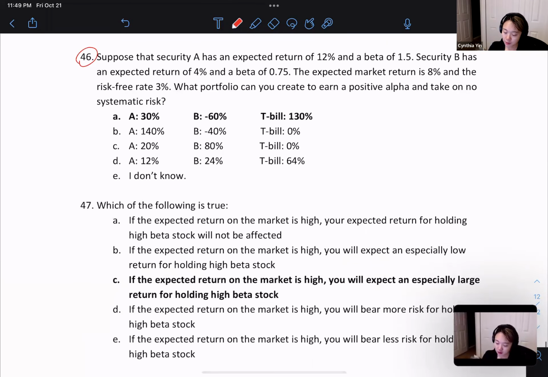46. Suppose a security A has an expected return of 12% and a beta of 1.5. Security B has an expected return of 4% and a beta of 0.75. Expected return on the market is 8% and the risk-free rate is 3%. What portfolio can you create to earn a positive alpha and take no systematic risk?